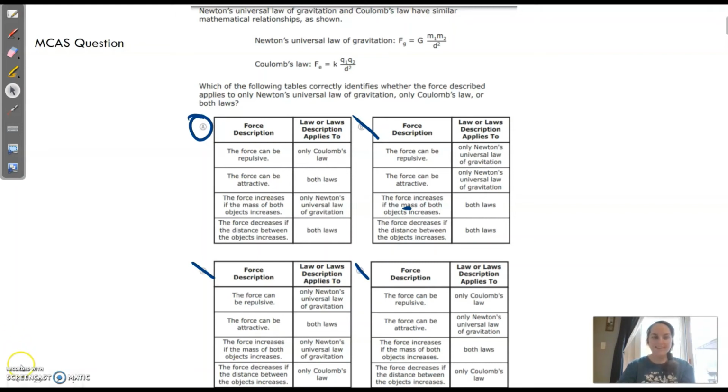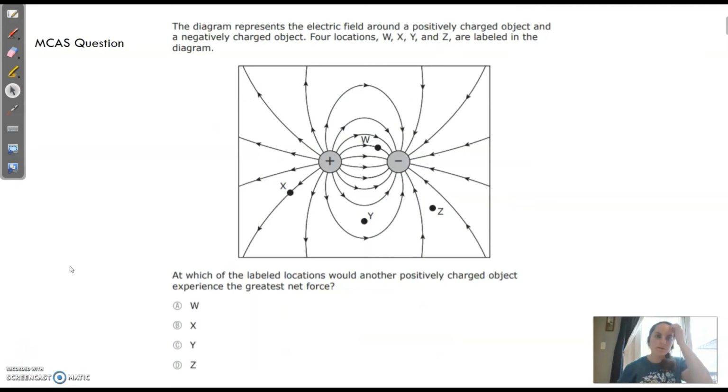But yeah. So our next question says the diagram represents the electric field around a positively charged object and a negatively charged object. 4 locations, W, X, Y, and Z, are labeled in the diagram. At which of the labeled locations would another positively charged object experience the greatest net force? So it is W, but let's discuss Y.